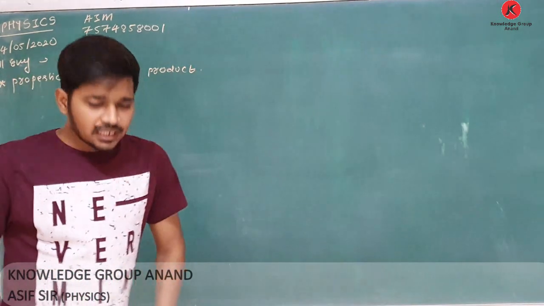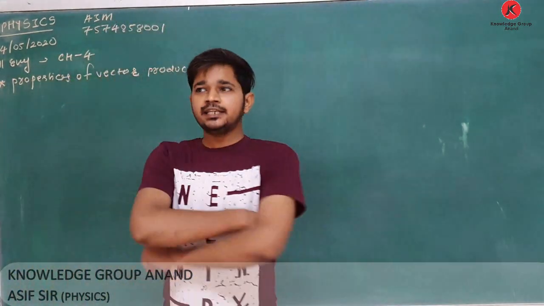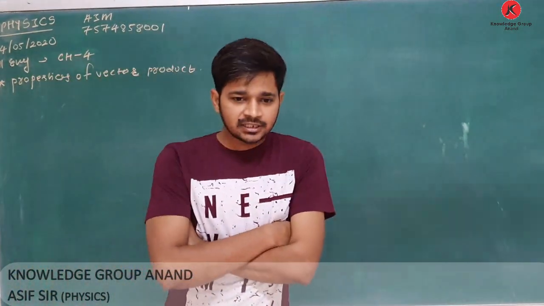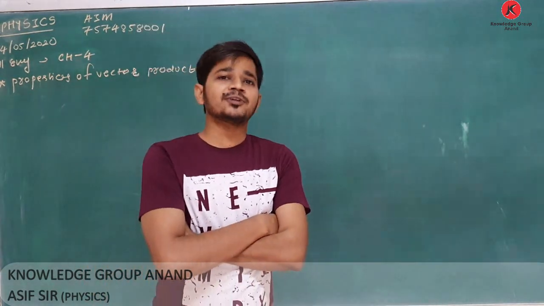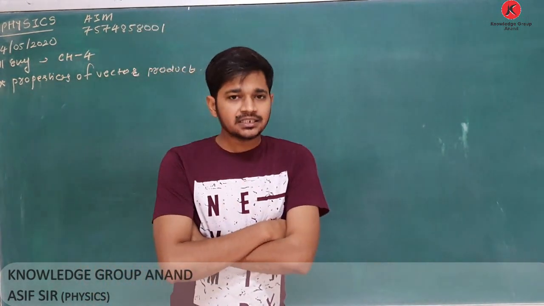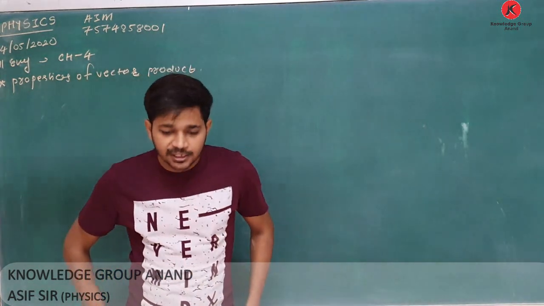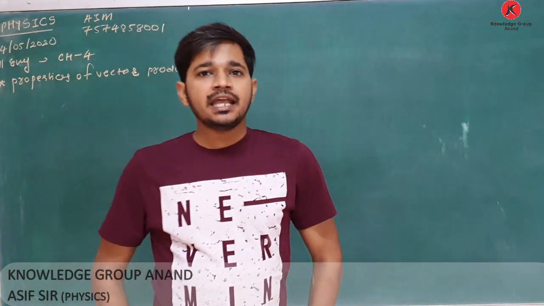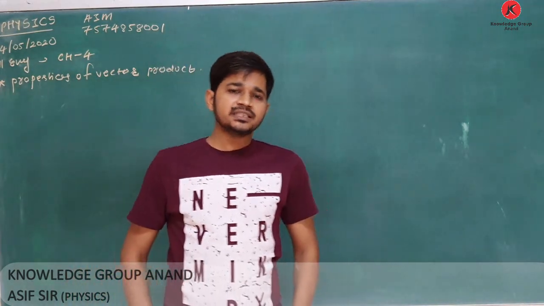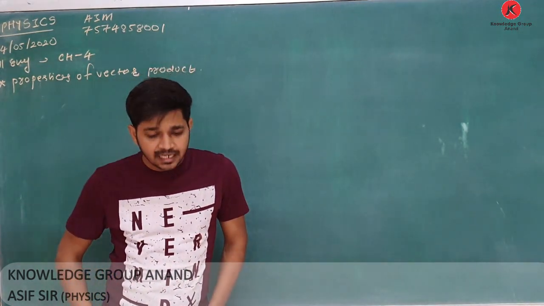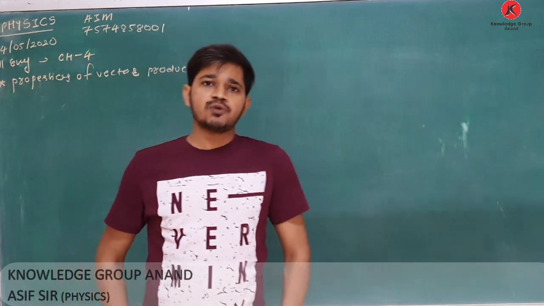Good morning, students. Chapter 4, motion in a plane. In the last lecture we discussed the vector product. If you are given two vectors A and B, and the angle between them is theta, then the vector product is defined as A cross B equals AB sin theta n caret, where n caret is the unit vector in the direction of A cross B.